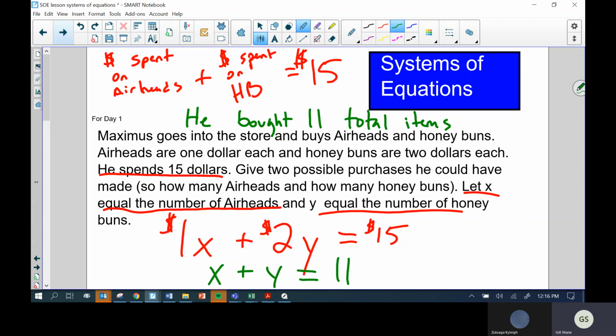So the rule is on the bottom and the cost is on the top? No, they're both rules. They're two rules. You have to spend $15. That's one rule. You have to walk out with 11 items. That's two rules. But one's about money, one's about the number of items.